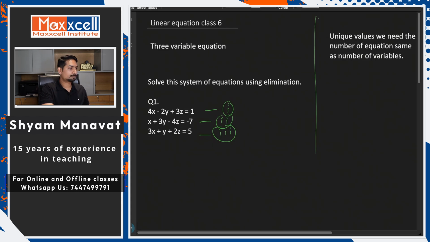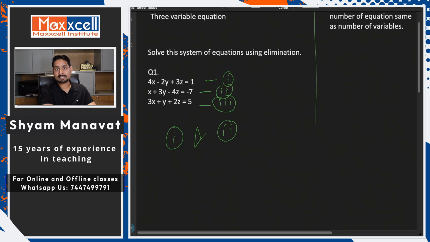Let's pick up two equations. Let's say equation number 1 and equation number 2. And then you try to identify which variable will be easy to eliminate. I see this x, that will be easy to eliminate. So I am making combination of equation 1 and 2 and trying to eliminate variable x.